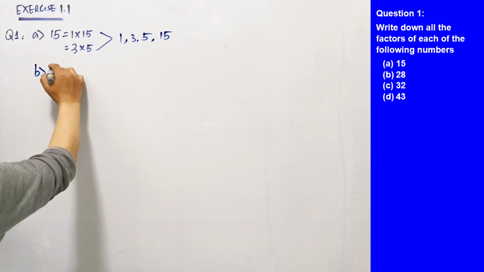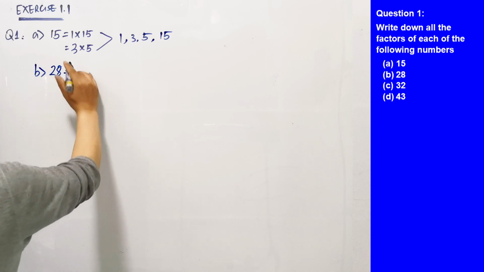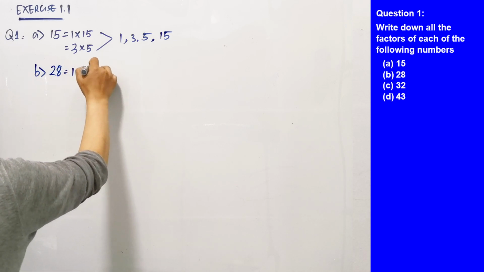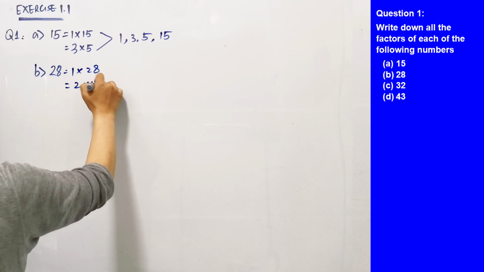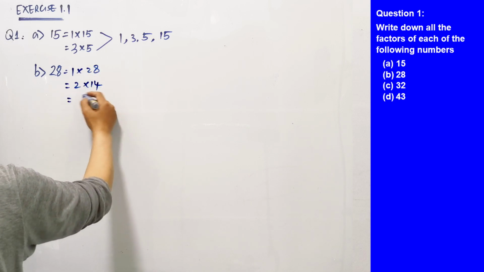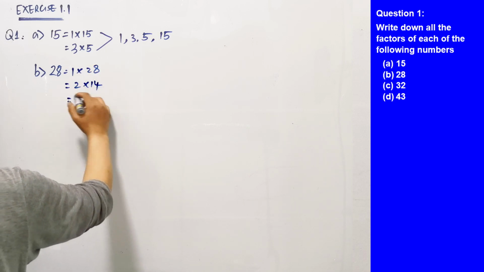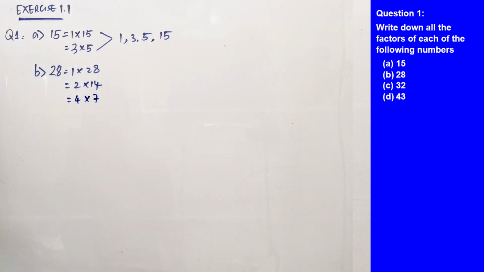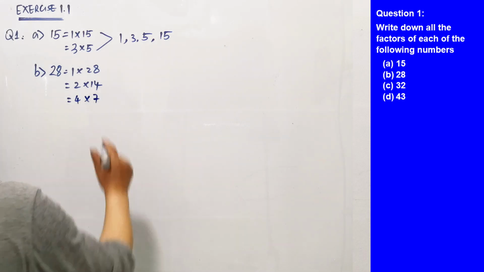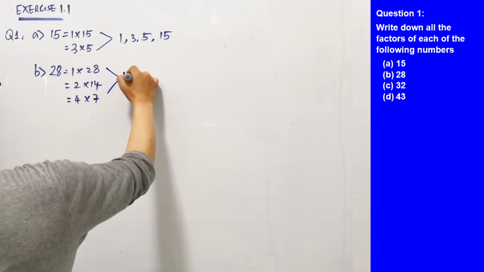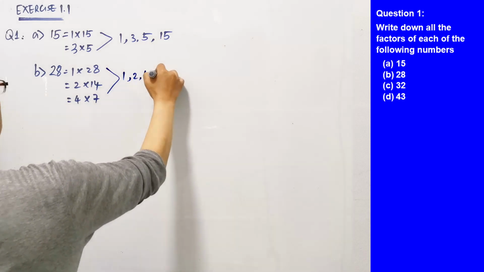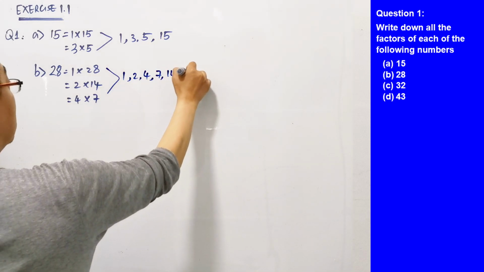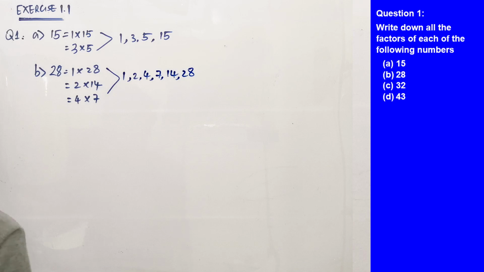B is 28. We can do 1 times 28, no problem. 2 times 14. Can we times 3? No. 4 times 7. So the factors for this number are 1, 2, 4, 7, 14, and 28. This is all the factors.